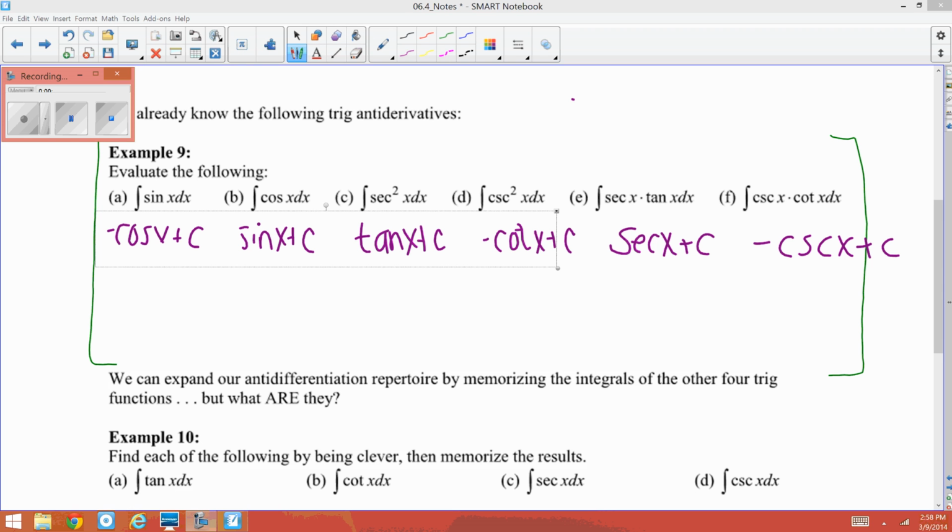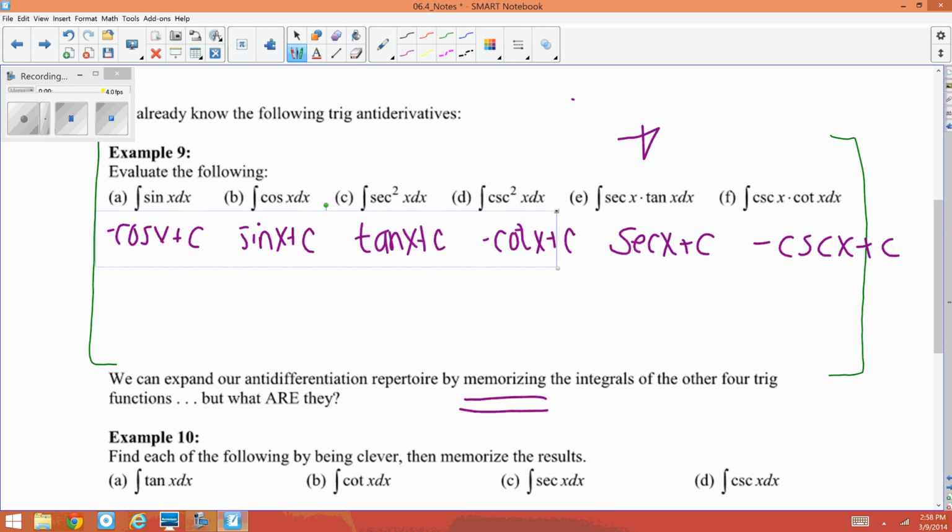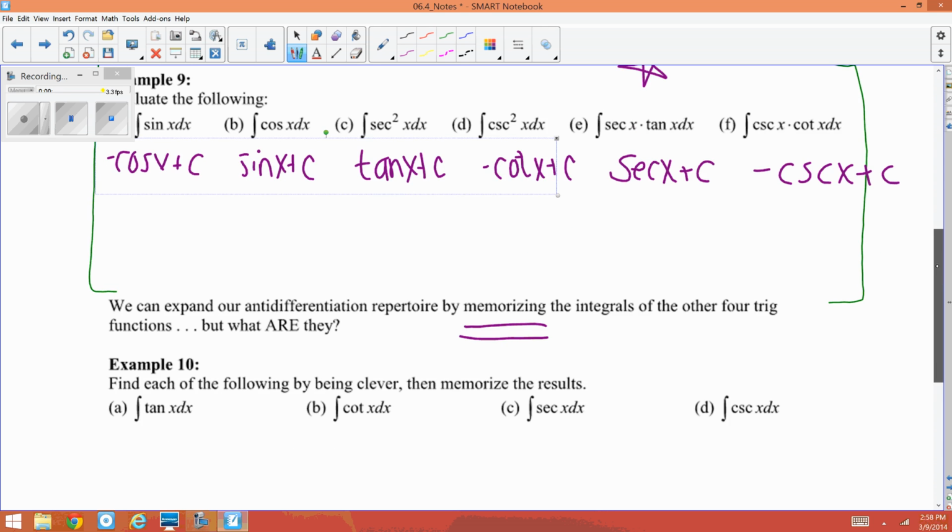So we've got these already memorized, okay? But we're missing a couple functions, right? So we're going to expand our anti-differentiation knowledge by memorizing, again, memorizing, because you already have these, no problem. Now we're going to memorize a few more, all right, the other trig functions.